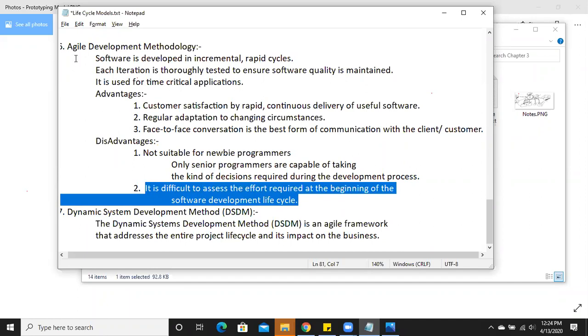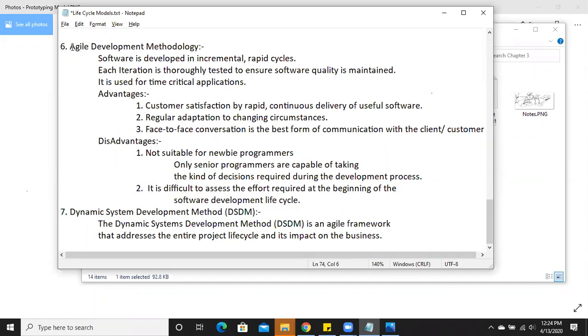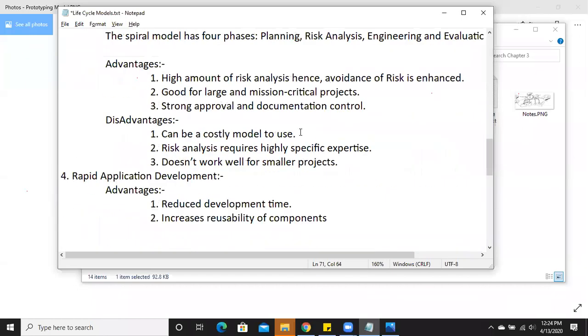Now, in all the previous models, what is the best? Agile development methodology is the best, because we are building our software in the minimum span of time and maintaining its software quality. We are developing our software with a minimum span of time and with software quality, right? So this is all about the software development lifecycle models.